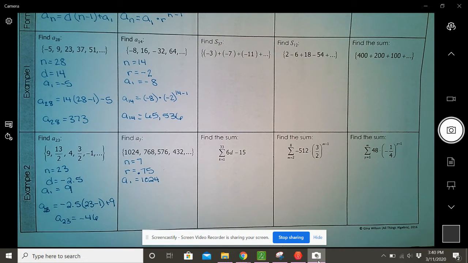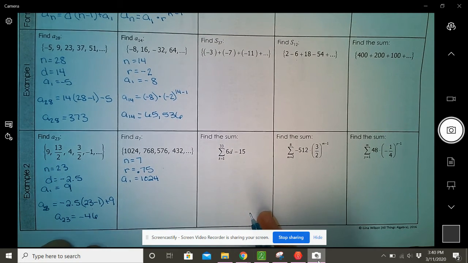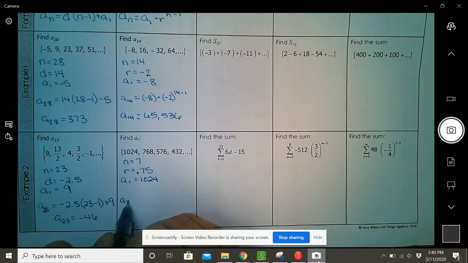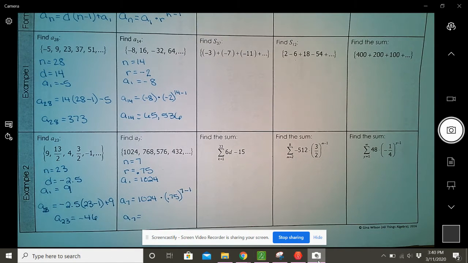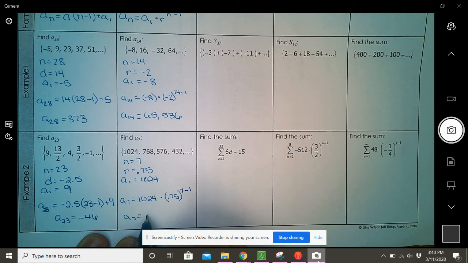So now to put everything in its right spot. A sub n is a sub 7, looking for the 7th term, where the original term was 1,024. The ratio is 0.75, and the n value is 7. Pause the video, take yourself back over to Desmos and see what you get here. You should get 182.25.